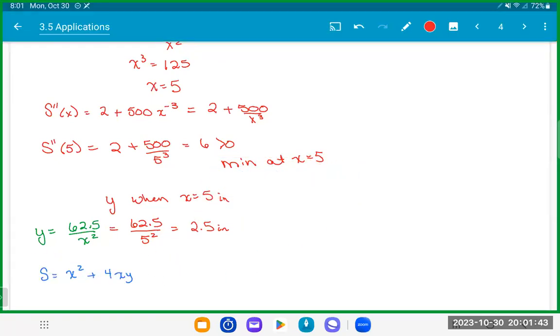So we plug that back into here, and we end up with x is 5 squared plus 4 times 5 times 2.5. And so that is going to give me a value of 75. So the minimum surface area is 75 inches squared when the dimensions are 5 by 5 by 2.5. Okay, so we would have dimensions of 5 inches by 5 inches by 2.5 inches.